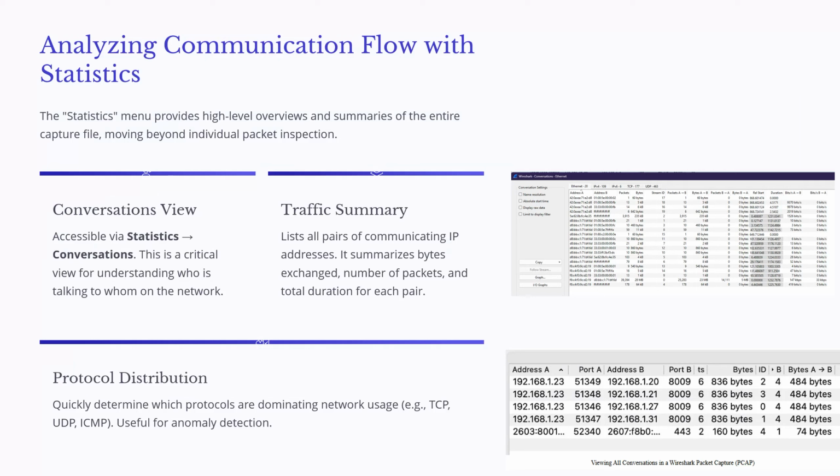For example, if you open a website, you might see several conversations, one for the main page and others for embedded images or ads. This view helps us quickly understand which devices are actively communicating and how heavy each session is. Protocol distribution quickly determines which protocols are dominating network usage, for example TCP, UDP, ICMP, useful for anomaly detection. Let's move on to the next slide.